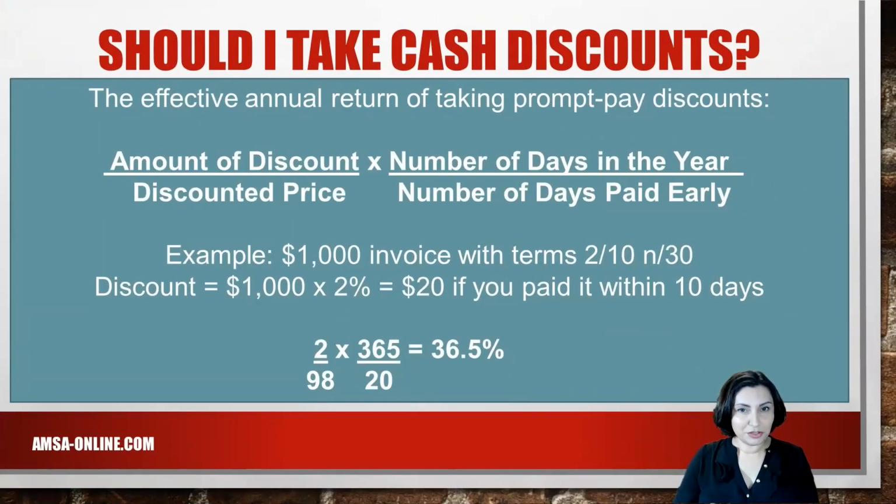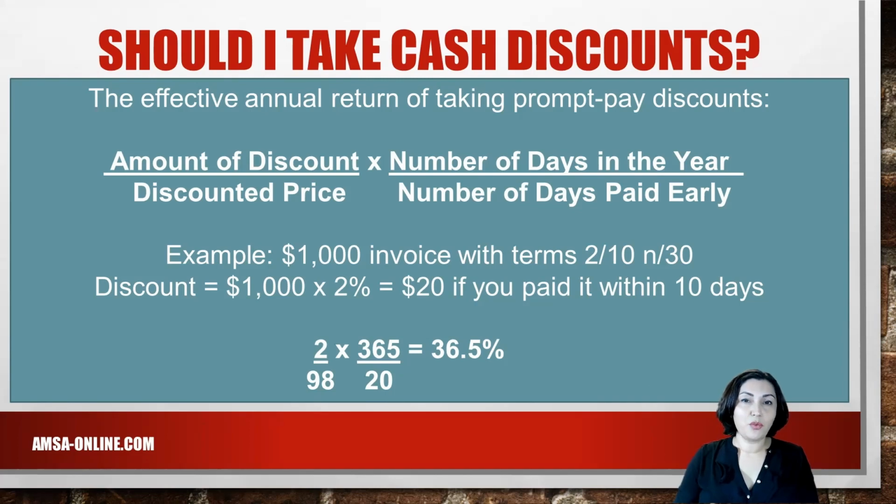If a company has extra cash to make a payment earlier, it is recommended to take advantage of the discount, as the annualized rate is usually much higher than you can get in a bank. Keep in mind that you are getting 2% for 20 days. 2% is not an annualized rate. The formula used to calculate the annualized rate is the amount of discount divided by the discounted price and multiplied by the number of days in the year over the number of days paid early.